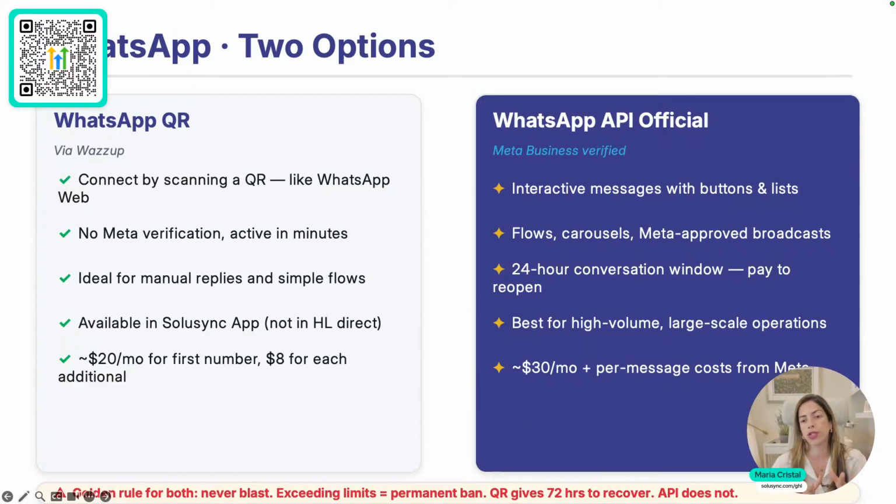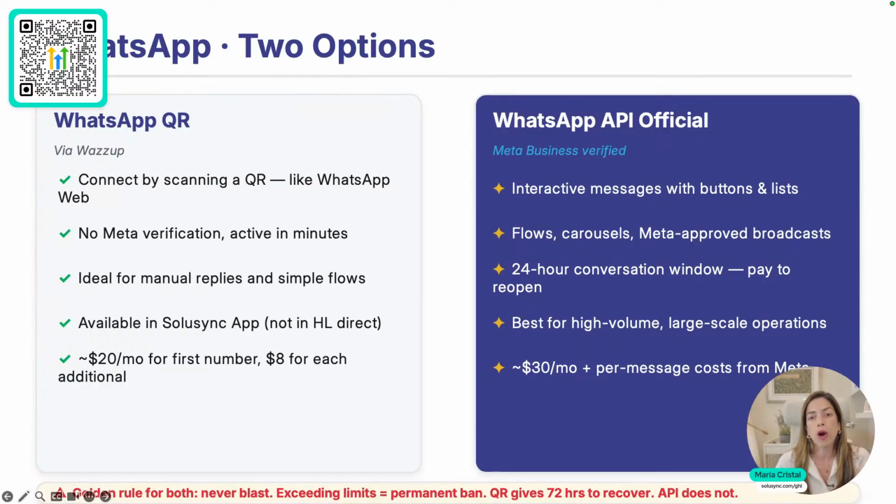Sending the same message to too many people puts you at risk of a permanent ban. With the QR code, for example, you can get banned and then you have like 72 hours to recover if you get flagged. I'll share more about it right now. And with the API, it depends on the warming of your phone number. So you can lose a number, and I'll share the experience because this happened to me.